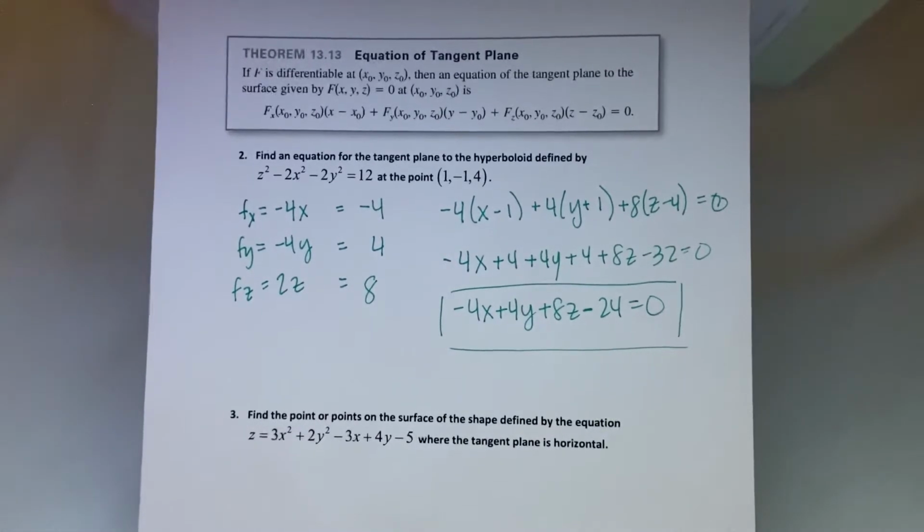Okay guys, let's do more applications for 13.7. Find the point or points on the surface of the shape defined by the equation z equals 3x squared plus 2y squared minus 3x plus 4y minus 5, where the tangent plane is horizontal. Now, if the tangent plane is horizontal, what does that mean? It means that this whole thing is equal to 0.